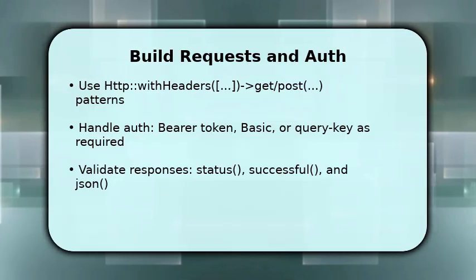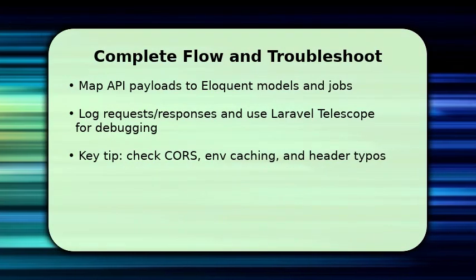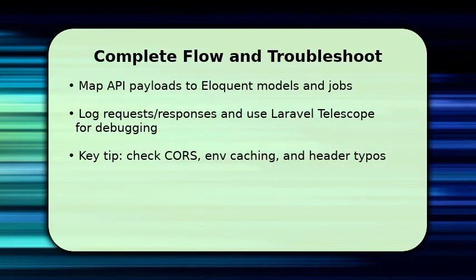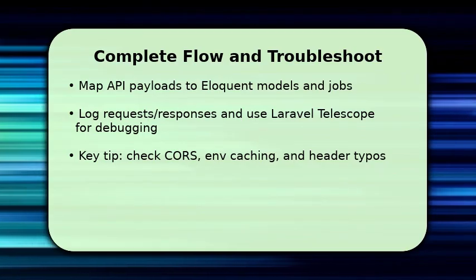Finish by mapping API data into Eloquent models or dispatch queue jobs for heavy processing. This keeps web requests fast. Once done, cache tokens safely and use config cache only after updating .env. Add logging around requests and consider Telescope or logging channels to inspect headers and payloads.